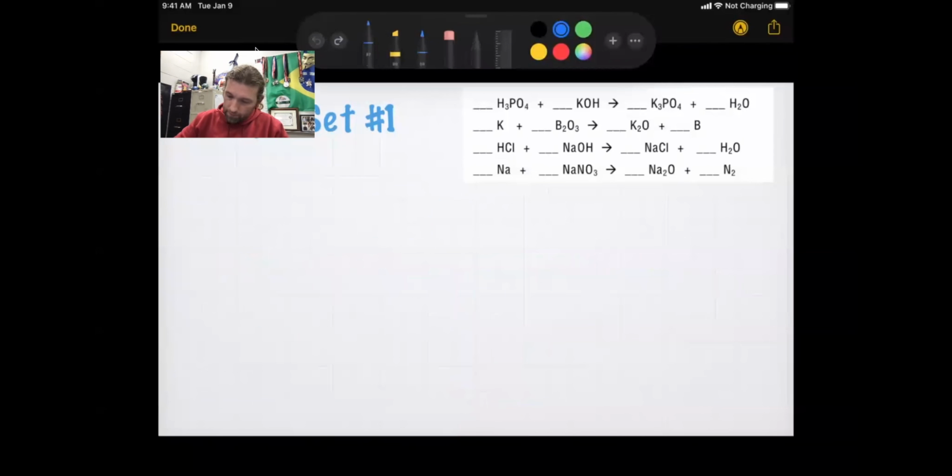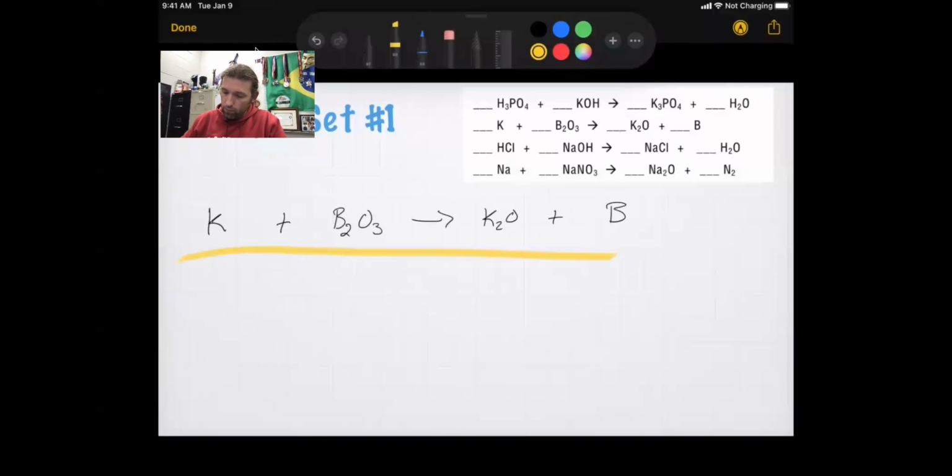Potassium. We have potassium plus O2, K2O3 plus B. Okay, this one's going to be really simple because you have 2 elements that are just standing over there by themselves, and that makes balancing really easy. So let's go on ahead and make our table. And let's go on ahead and count up what we have on each side. So there's our potassium, boron, oxygen, potassium, boron, and oxygen.